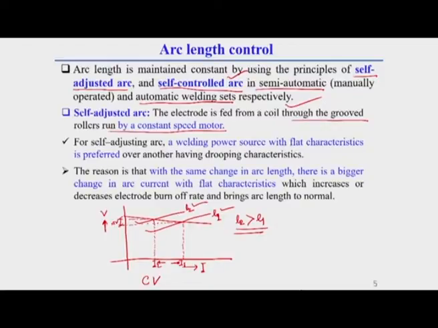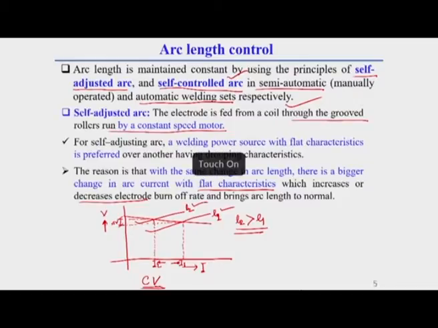The reason is that with the same change in arc length, there is a bigger change in arc current with flat characteristics compared to drooping characteristics, which increases or decreases the electrode burn off rate and brings the arc length to normal value. Okay. That is why the self adjusted arc characteristic, to control the arc length, is used when the power source characteristic is constant voltage in nature. So, here the self adjusted arc principle is generally used.